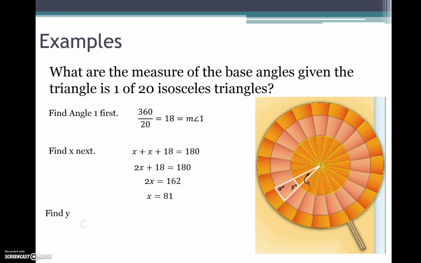Now we're going to be focusing on y, which is part of an isosceles trapezoid. We can make this assumption because it is a piece of an isosceles triangle. So what we know here is that since it's an isosceles trapezoid, those two angles have to be supplementary. So 81 plus y is equal to 180. So the measure of angle y is 99 degrees.